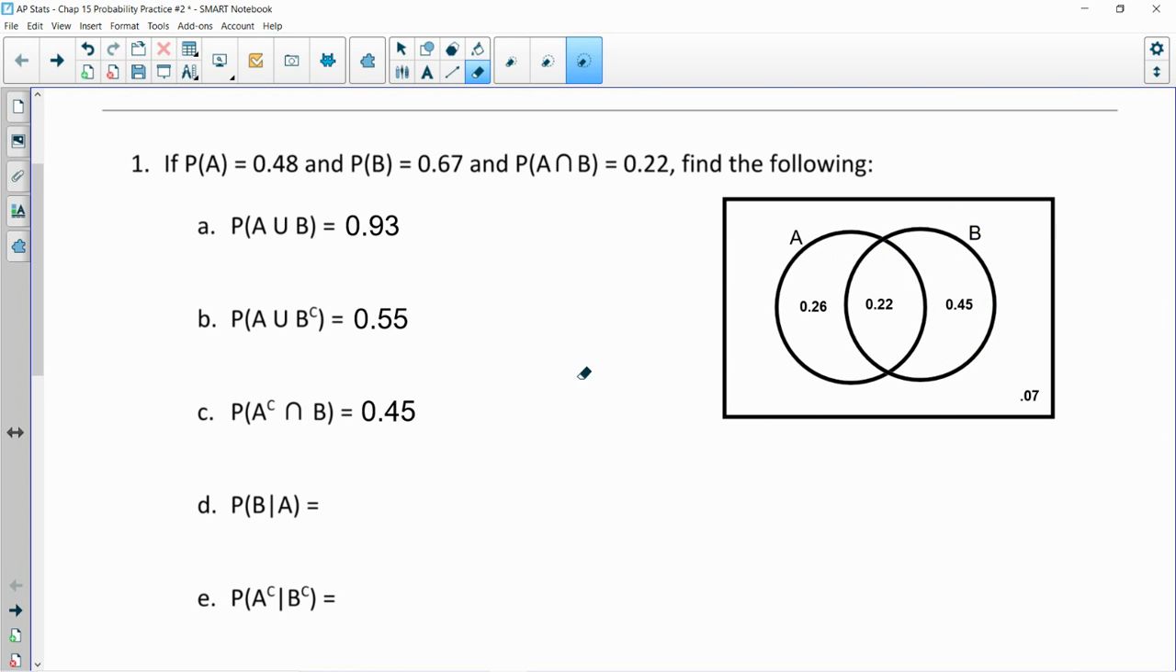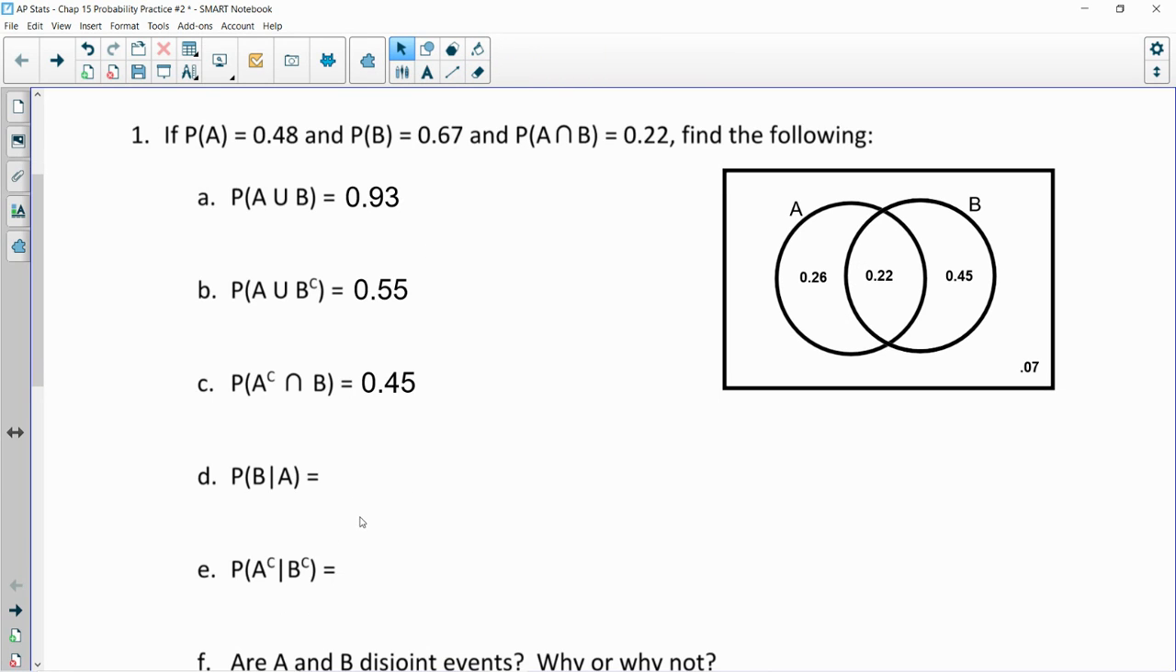Okay. So now we change things up even further. If you take a look here at D, we've got conditional probability. The great thing about a Venn diagram, again, is all the numbers you need are right there in front of you. For example, what is the probability of selecting event B given we've already selected A?